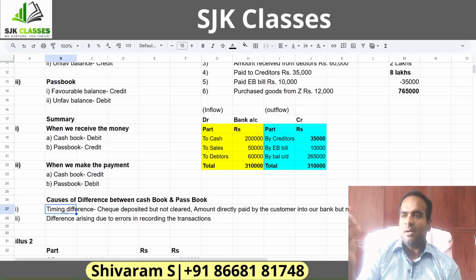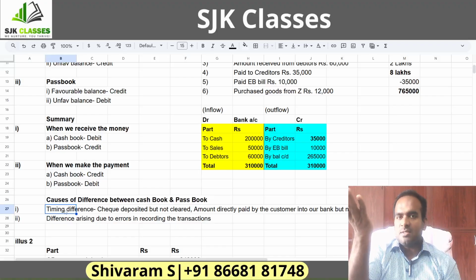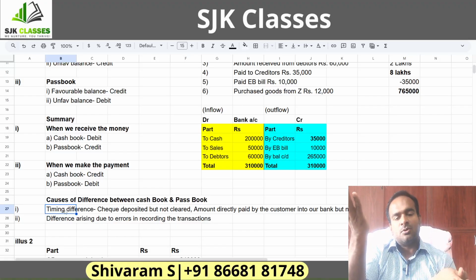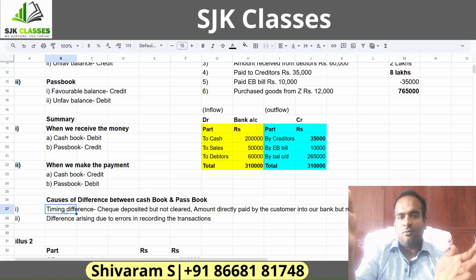So when we receive the money, initially the passbook will go up immediately. After seeing the passbook, I'll make the entry in my cash book. So the cash book will also be increased on a later date. Until that point of time, we have some differences, which we call timing difference.